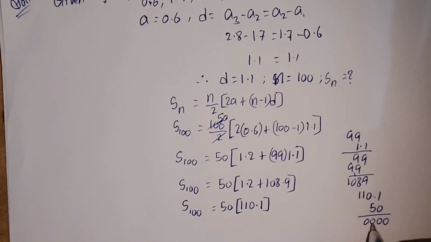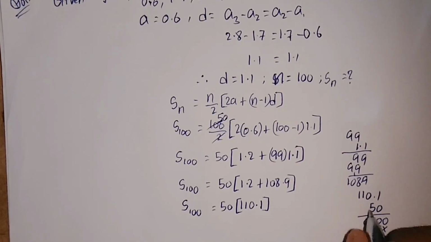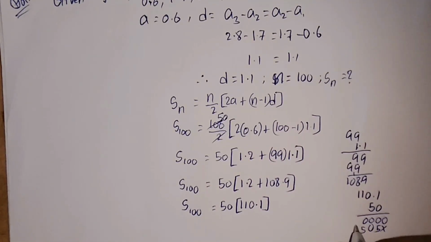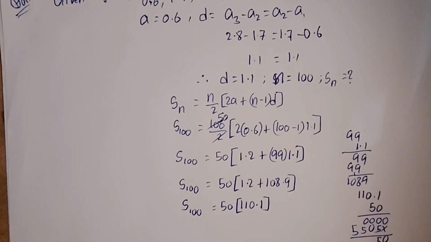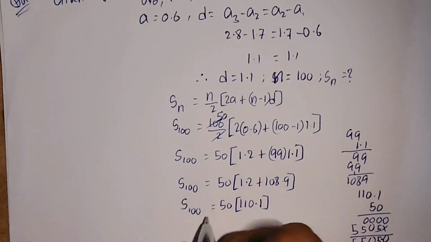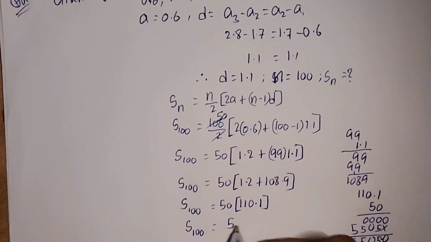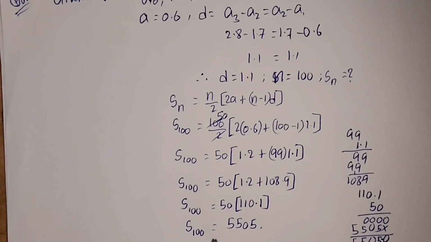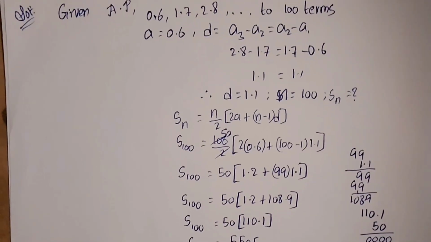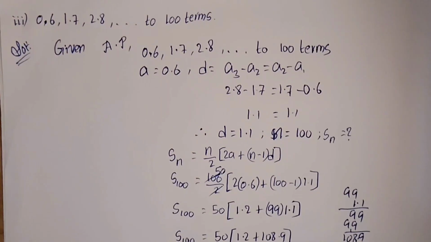0 into 110.1, 0, 0, 0, 0. 5 into 110.1. 5 ones are 5, 5 zeros are 0, 5 ones are 5, 5 ones are 5. So 0, 5, 0, 5, 5. There is 1 point. So S base 100 is equals to 5505. So the sum of 100 terms of the given AP is 5505. So we had completed the third question. Now let's go to the fourth question.